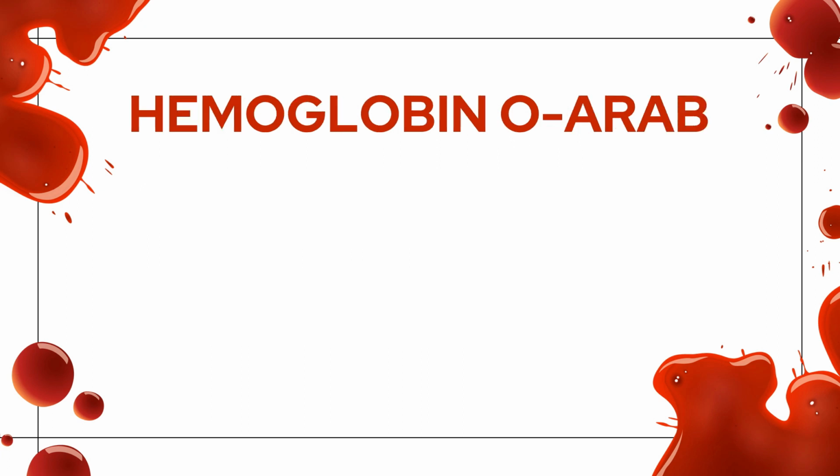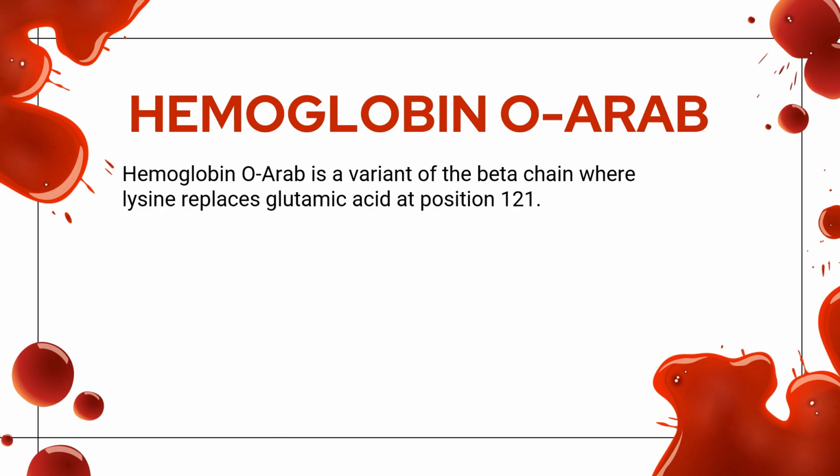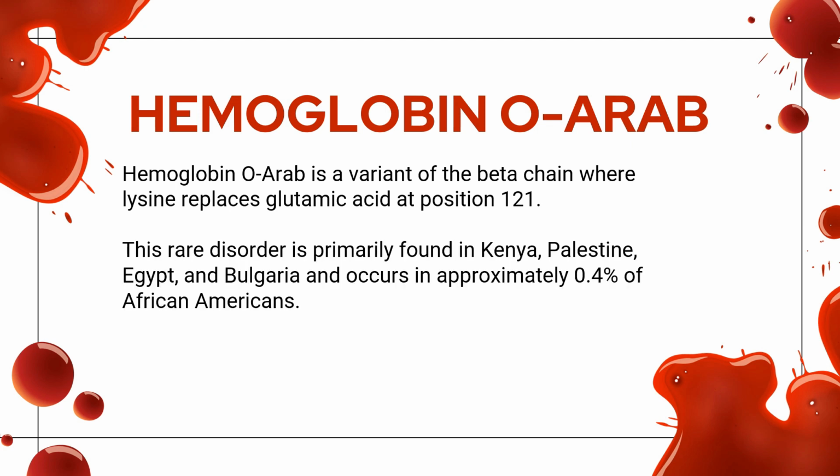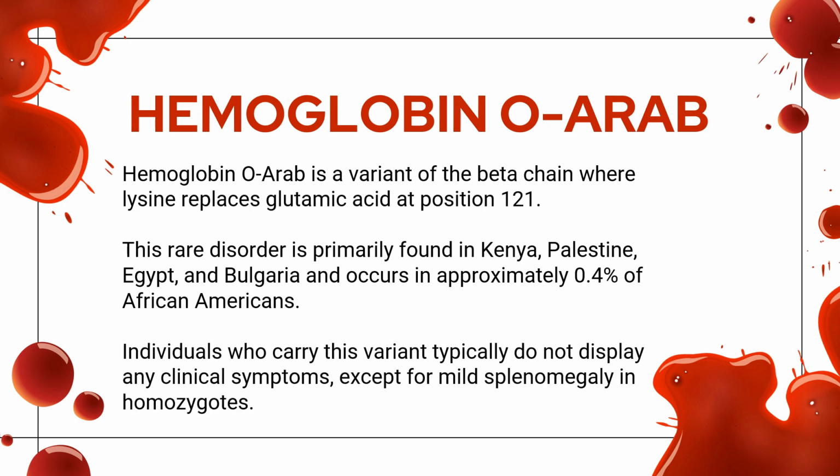Hemoglobin O-Arab. Hemoglobin O-Arab is a variant of the beta chain where lysine replaces glutamic acid at position 121. This rare disorder is primarily found in Kenya, Palestine, Egypt, and Bulgaria and occurs in approximately 0.4% of African Americans. Individuals who carry this variant typically do not display any clinical symptoms, except for mild splenomegaly in homozygotes.